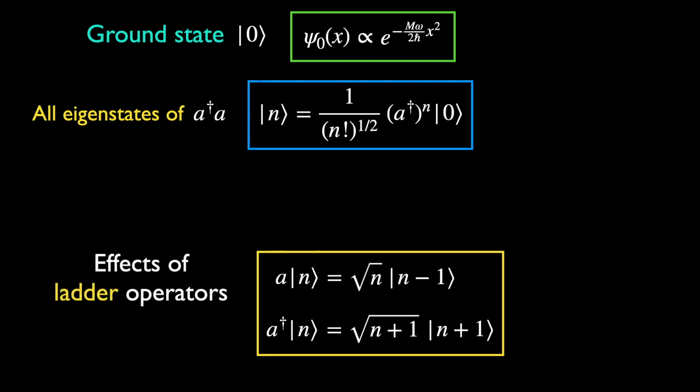Thus, we have the effects of the ladder operators on the normalized eigenstates of the number operator. The results in the yellow box are very useful in many calculations dealing with the harmonic oscillator.